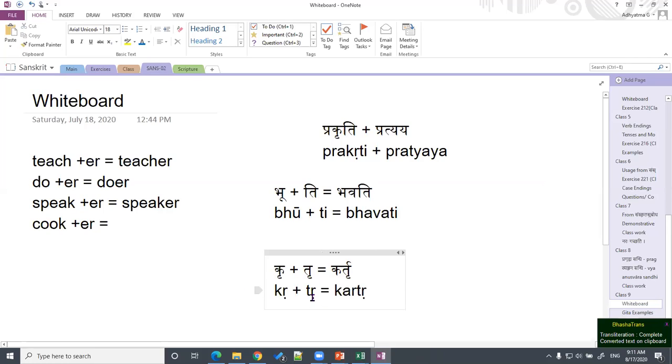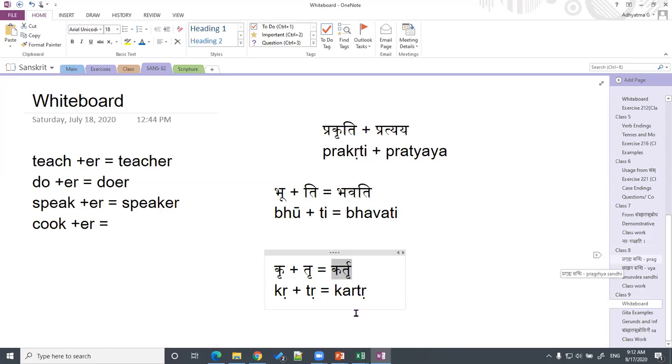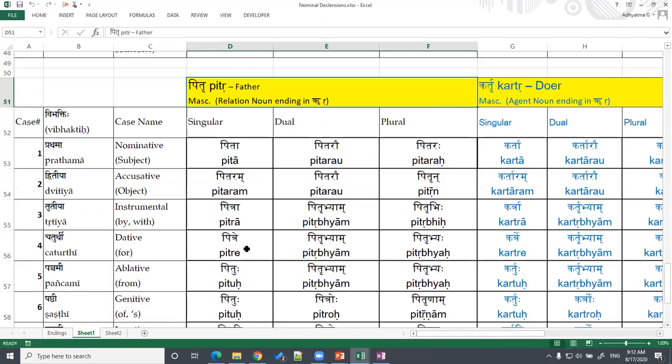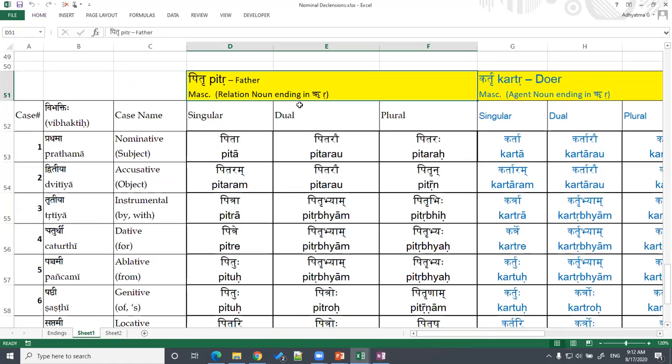So kru is the root, tru is the suffix, kartru is the nominal form, the doer. We saw the declensions of this form earlier in one of the classes when we were discussing the rukaranta nominal forms. So if you remember, we said pitru for father, the nominals ending in rukara, kartru, the doer, the agent noun ending in ru. So tru is the suffix, and kartru becomes the doer. So kru is the root, tru is the suffix, becomes doer.